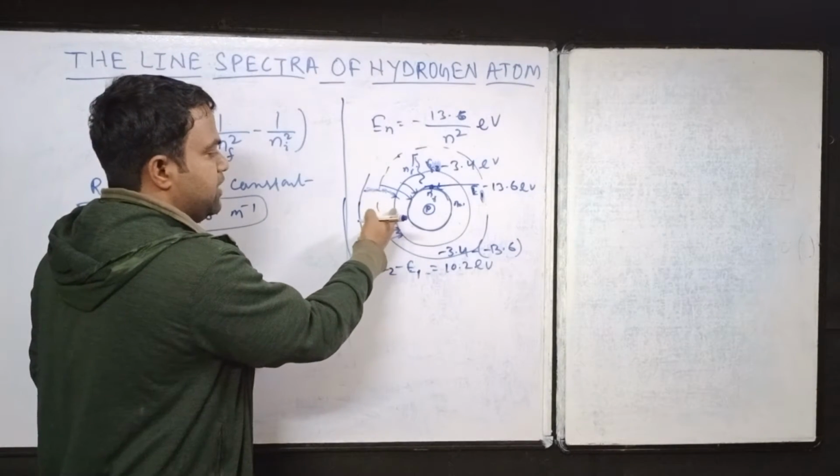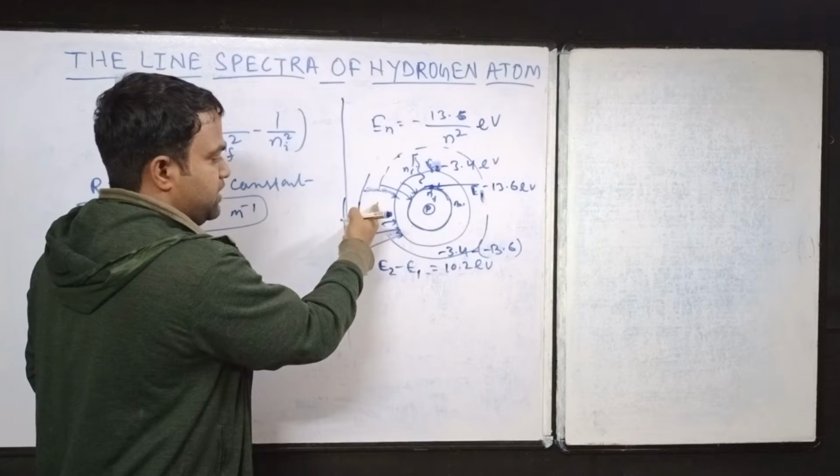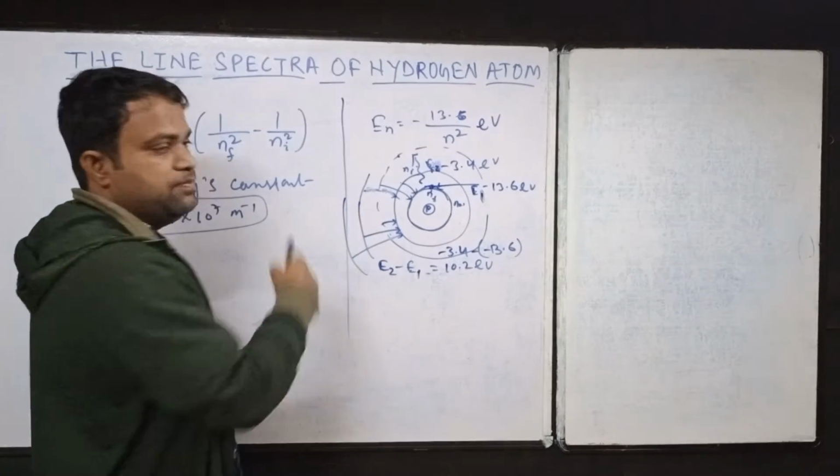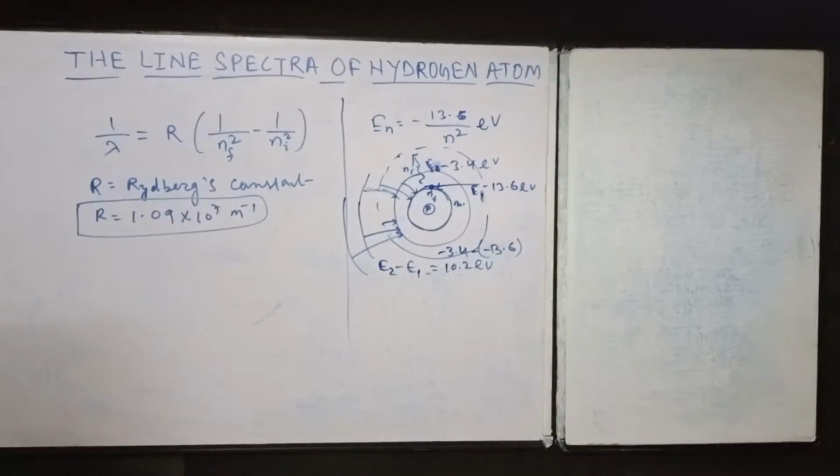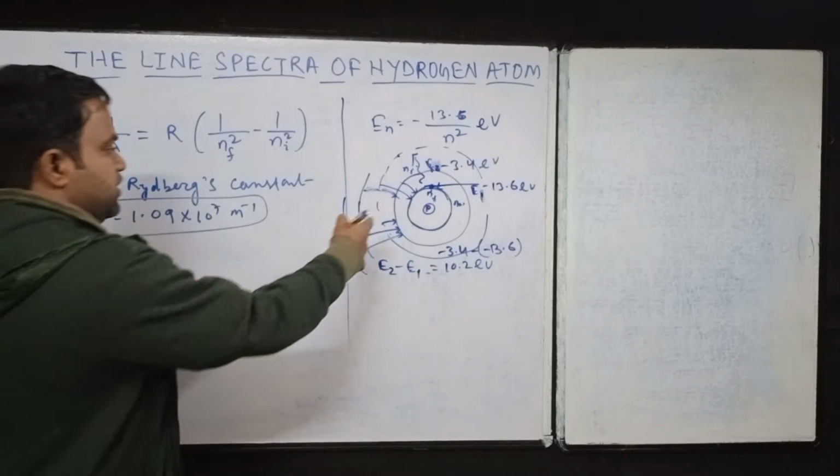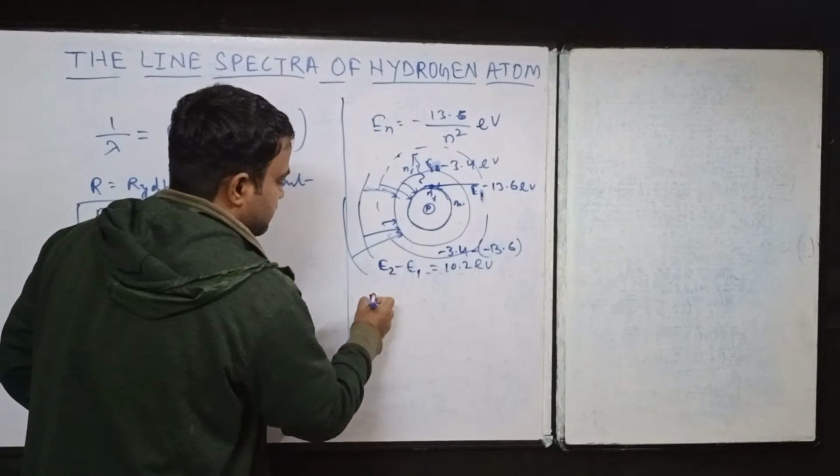So Lyman, Balmer, Paschen, Brackett and Pfund. So the series are LBP: Lyman, Balmer, Paschen, Brackett and Pfund. According to the different wavelengths, the series are named in that way, right? Yes.